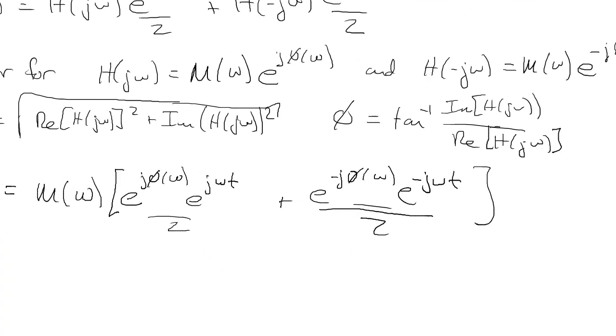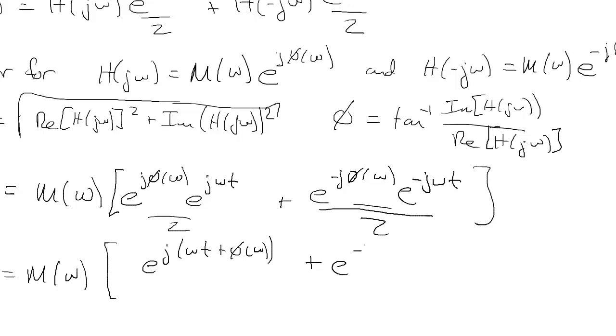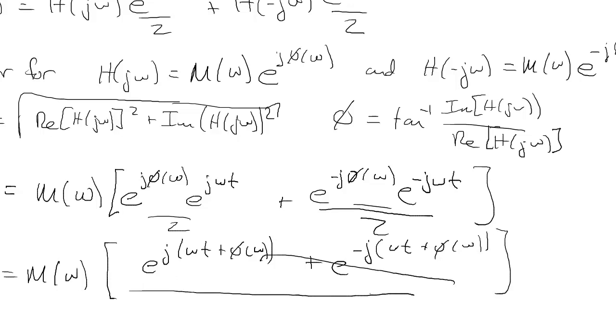We can add these together and do some work to factor things out, and we end up with M of omega times e to the j times omega t plus phi of omega, plus e to the minus j times omega t plus phi of omega, and that's all over 2. Let me create a new page here.